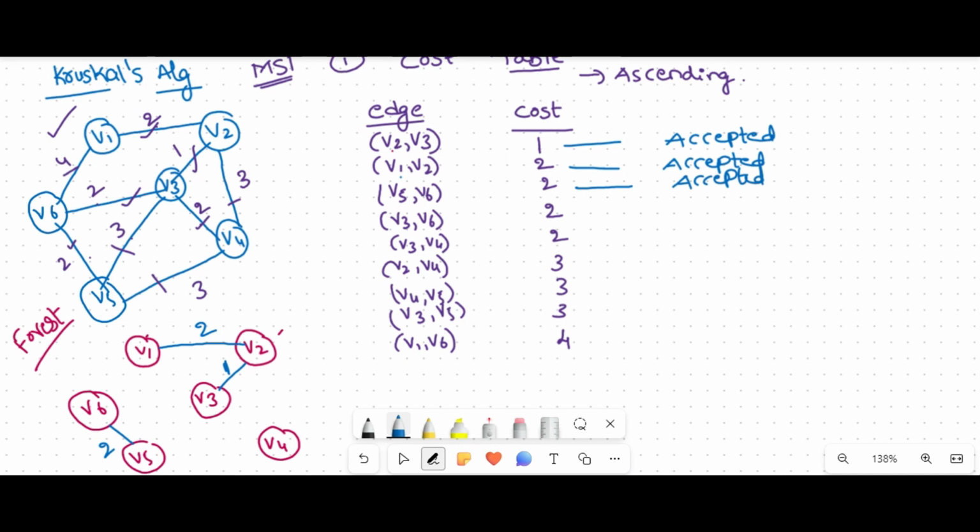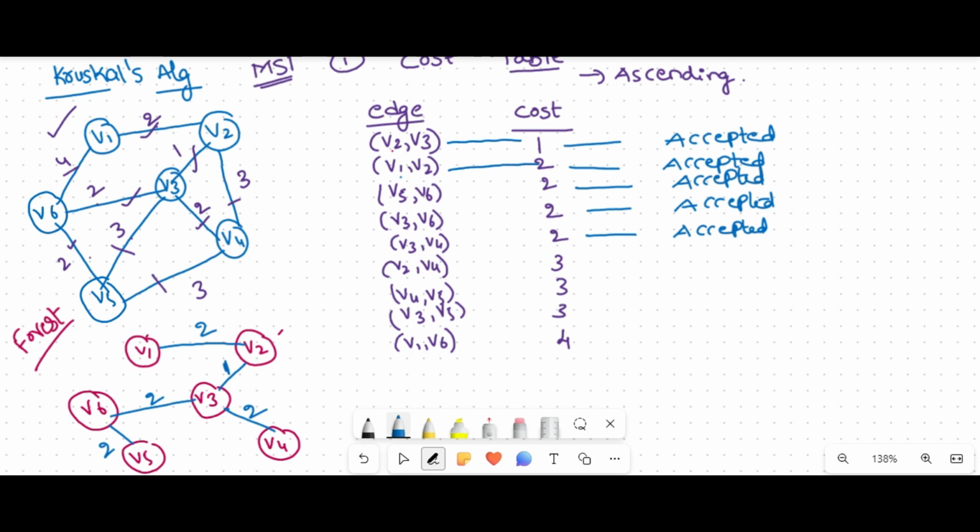Next, V3 to V6. Here also it is not forming a cycle, so that is also added. Next, V3 to V4. What is the cost of V3 to V4? It is also 2 units. That edge is also added to the forest, so accepted.